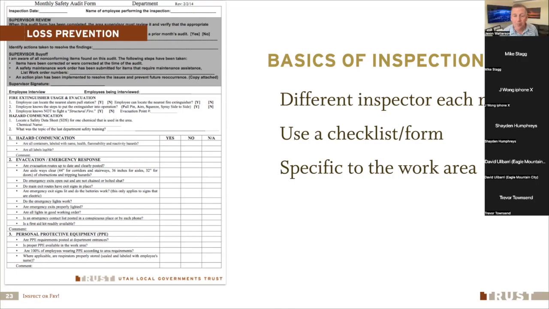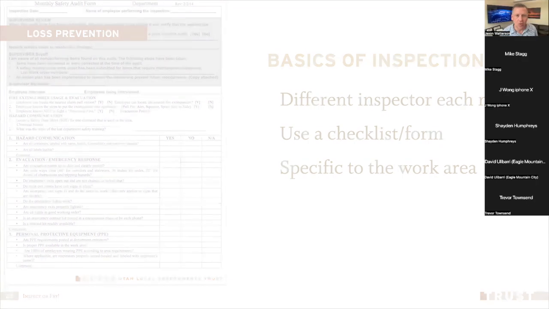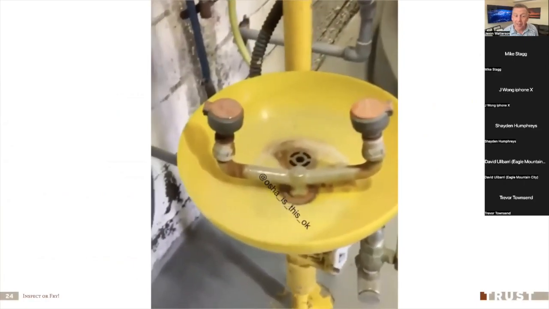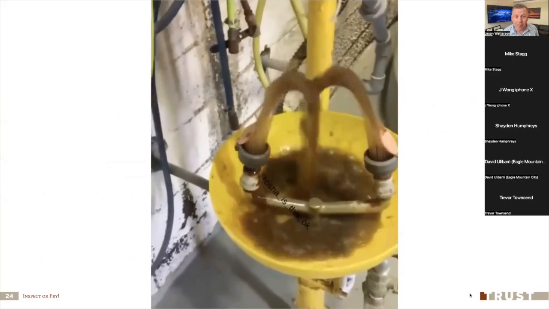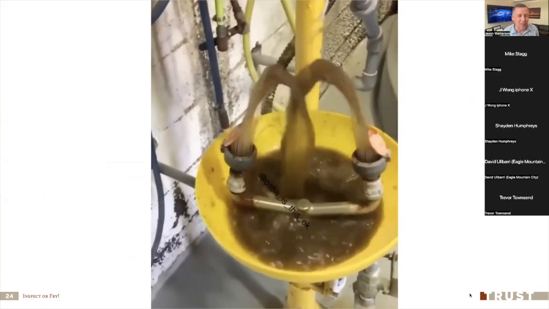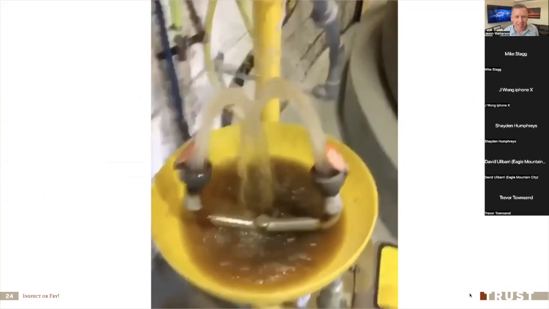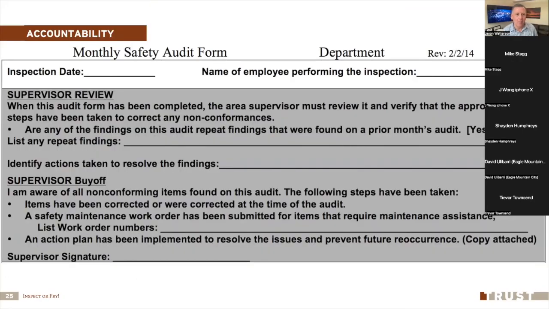Make those checklists specific to your work area. If you've got an eye wash station, have that on there. I'm going to check that and ensure that eye wash works. If you don't have an eye wash station, you don't have to do it, but make sure it doesn't look like this one. Ooh, that is nasty stuff. That's not going to be very good on your eyes if you have to wash your eyes out.